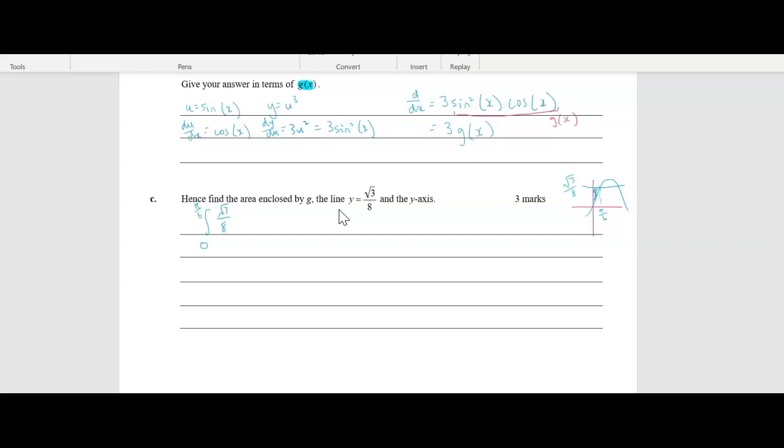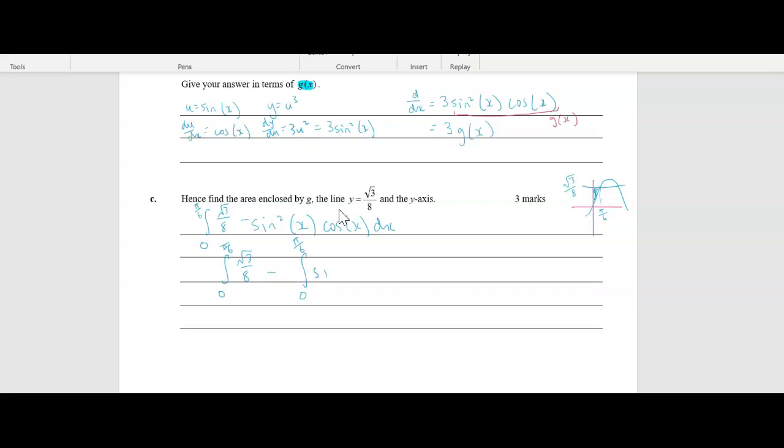Remember when we find the area between 2 curves, it's the top minus the bottom. So we're going to minus sine squared x cos x, and don't forget your dx on the end. When you've got 2 terms like that, you can separate them, and for this one it's probably easier because we need to do that trig function separately. So I'm going to do the integral from 0 to pi on 6 of root 3 on 8 minus, and then we'll do the trig.